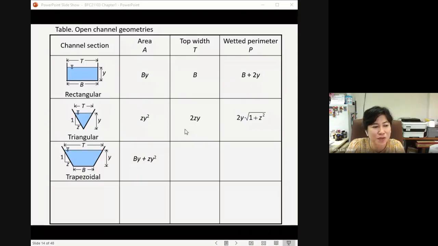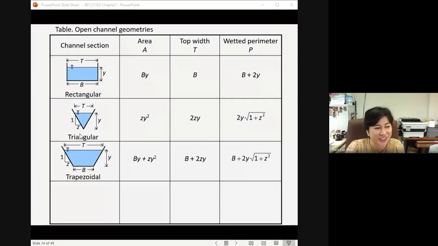However, for wetted perimeter, you have to be careful. You see, for wetted perimeter, there's no Y already. It's actually B plus this guy here, which makes up the 2Y square root of 1 plus Z squared. So this plus this plus this. That is the wetted perimeter. You have to be careful. This one, the wetted perimeter.